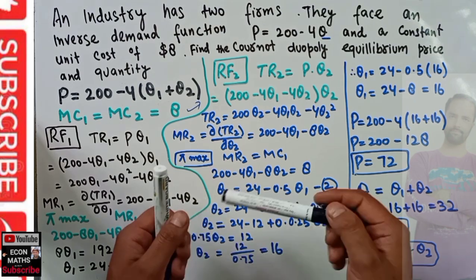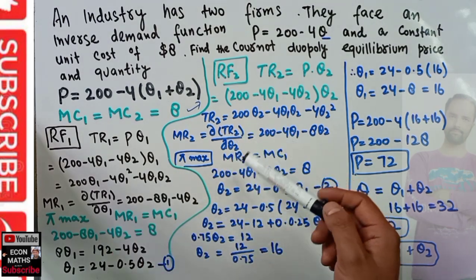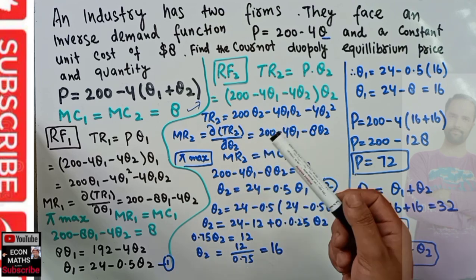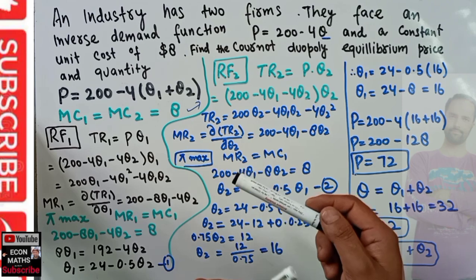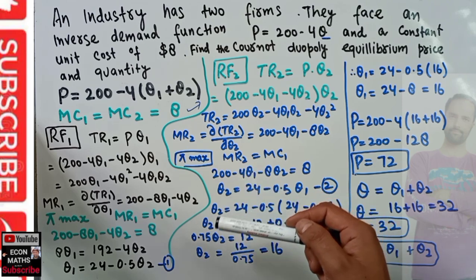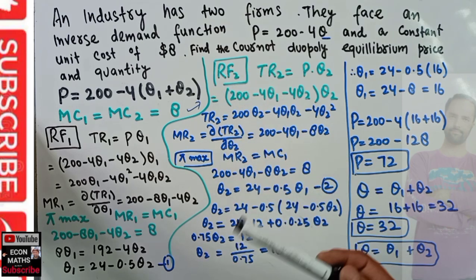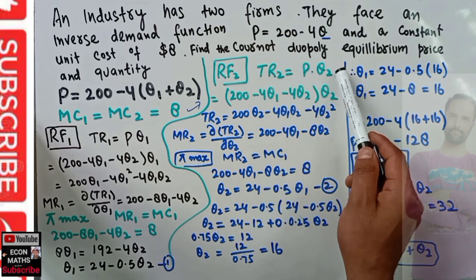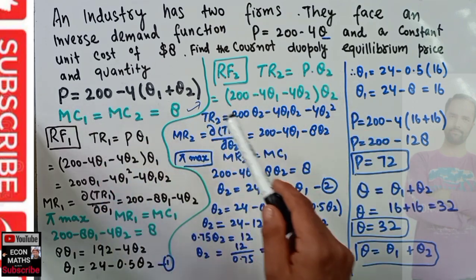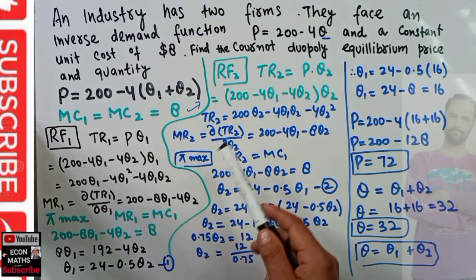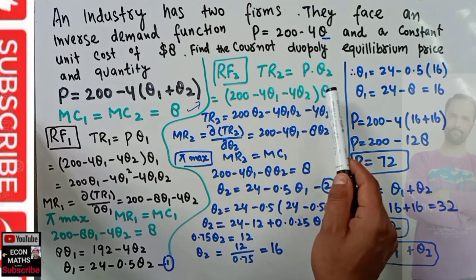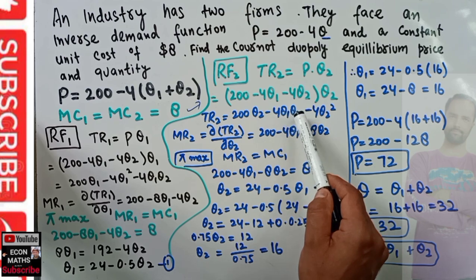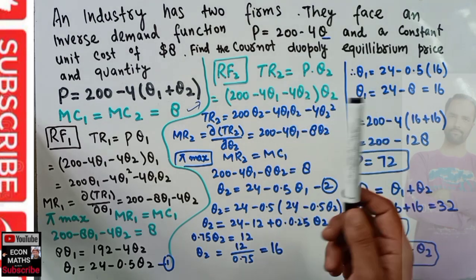Similarly, we need to find the reaction function of firm 2. It simply tells how much output firm 2 will decide given that firm 1 has decided its optimal output level. First find the total revenue function of firm 2, that is price into output produced by firm 2. The price function is this, to which we multiply Q2. Multiplying Q2 to each of these terms, it becomes 200Q2 minus 4Q1Q2 minus 4Q2 square.